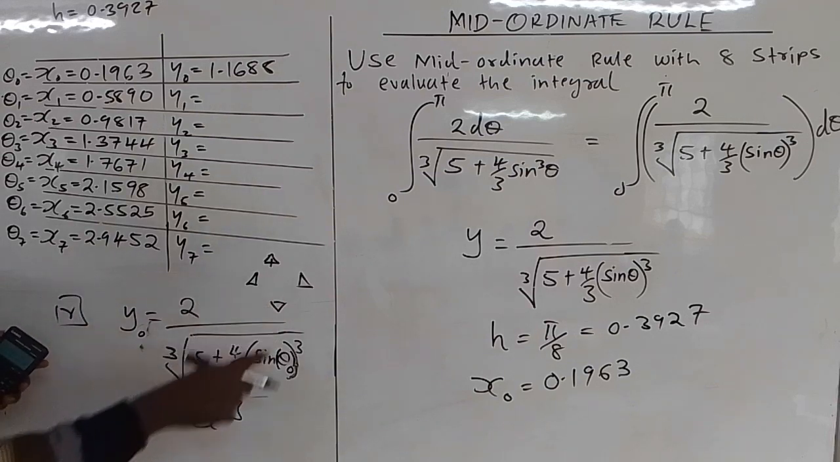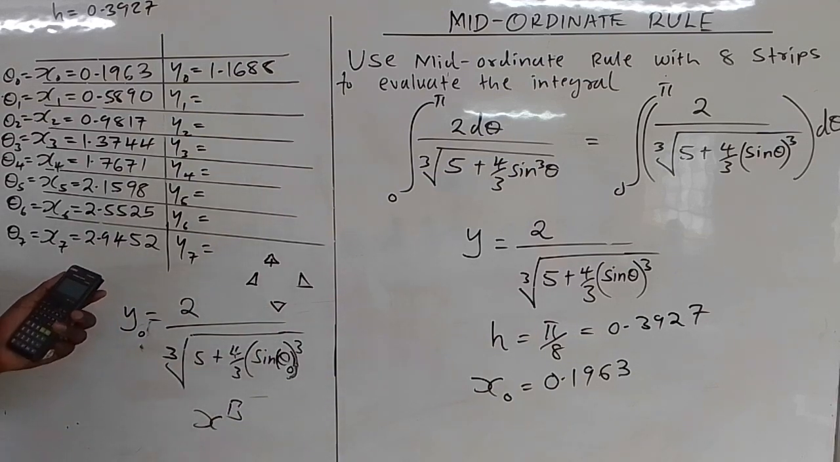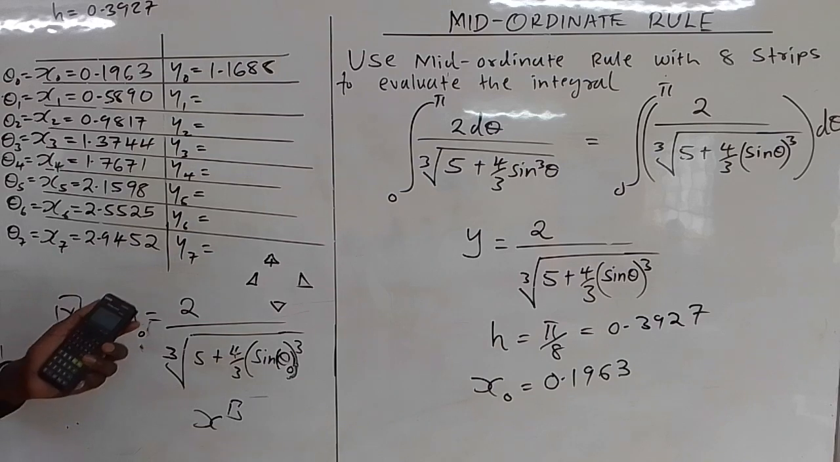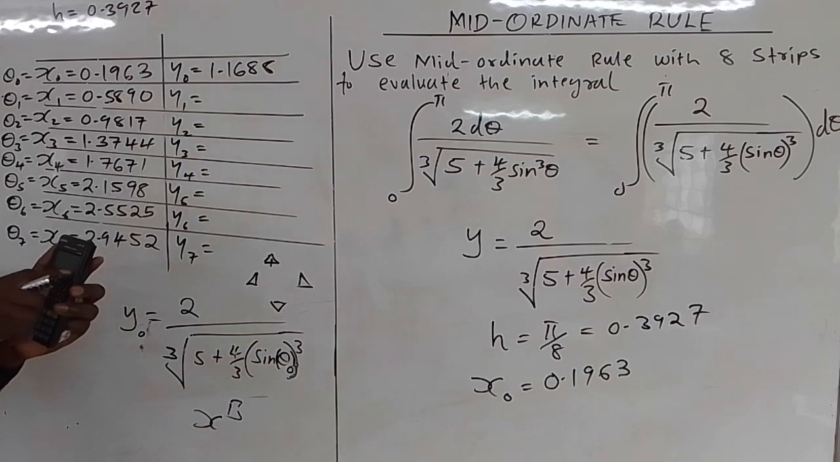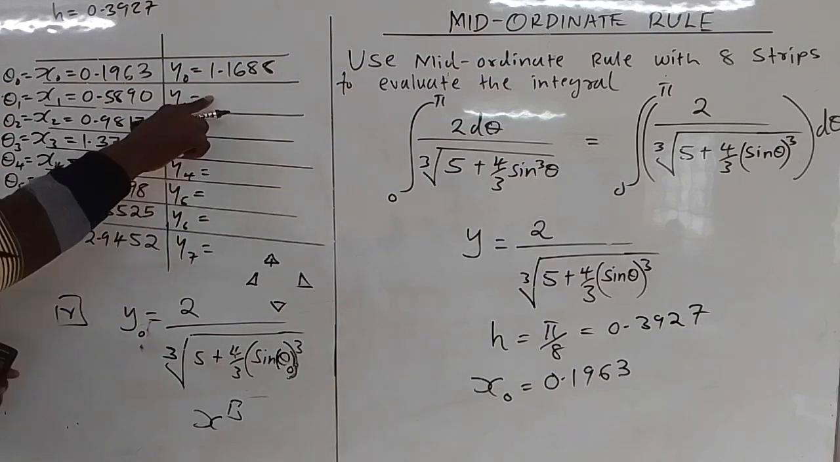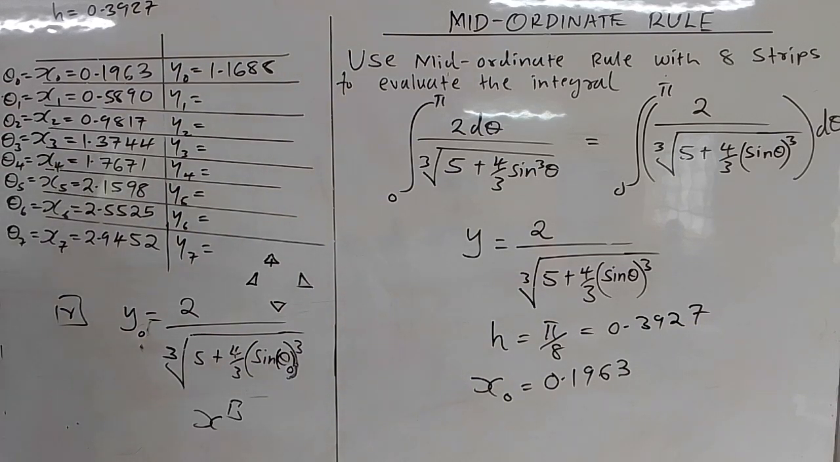You press that button for x raised to power, then you put 3 for cube. If you press answer, it is giving you 1.1688. See, that is the same thing we got. Now if you want y1, it is now simple. This is what you do.